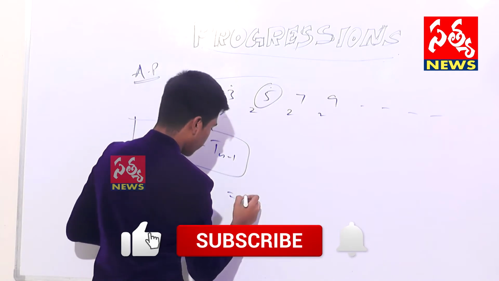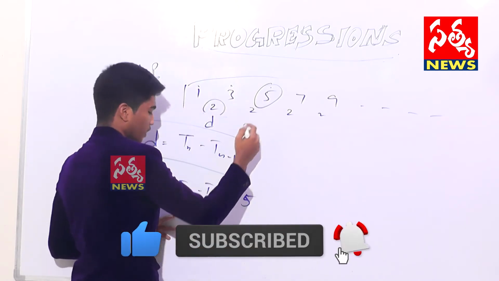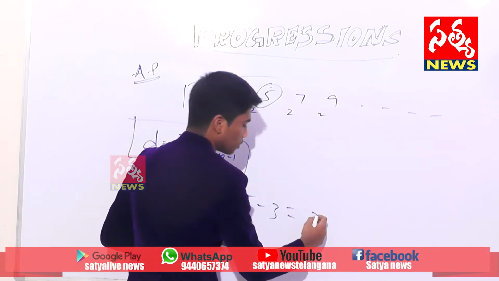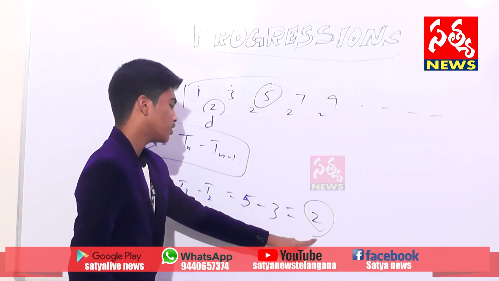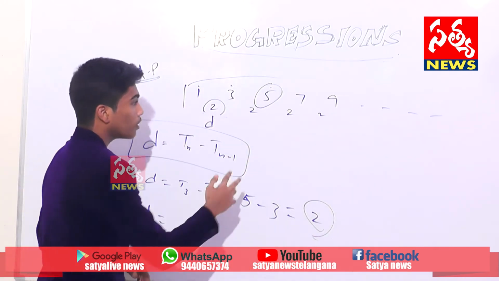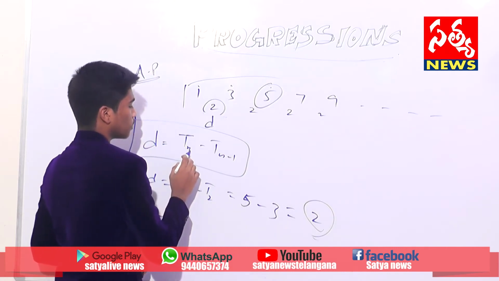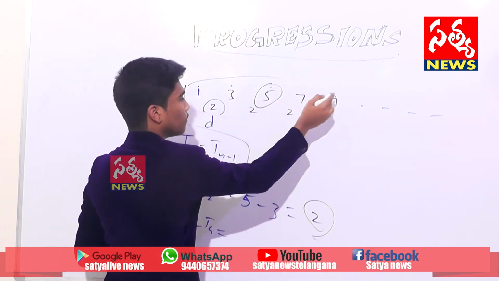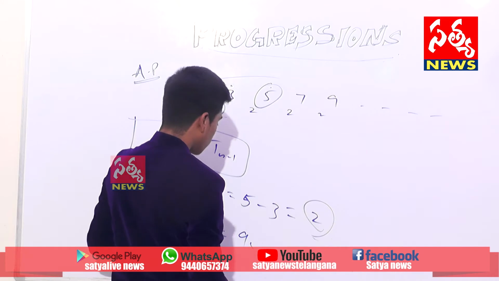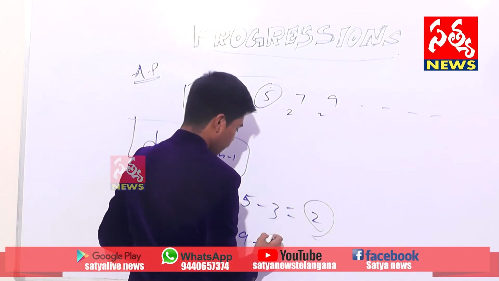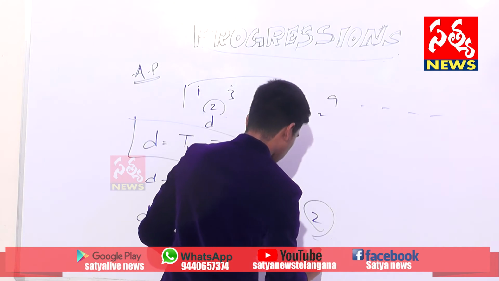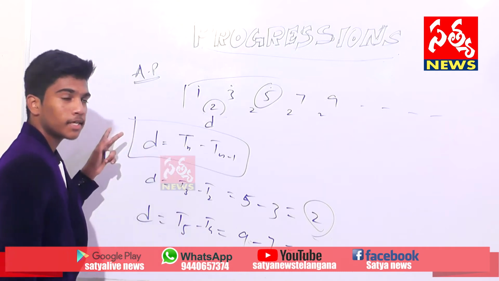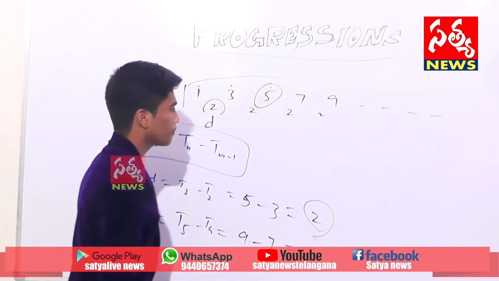The third term is 5, and the second term is 3. 5 minus 3 is 2. Now we have the difference 2. Again we have to verify with other terms. Let's take T5 minus T4. T5, 1, 2, 3, 4, 5, is 9. T4 is 7. 9 minus 7 is 2. If these are equal, then we can say that the series is in AP.